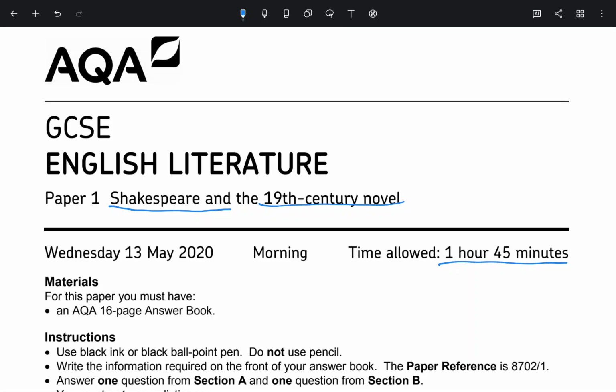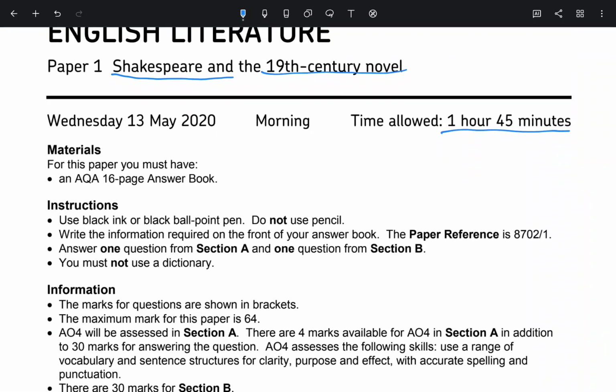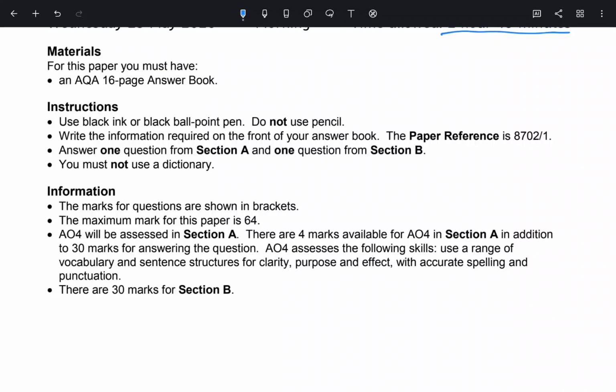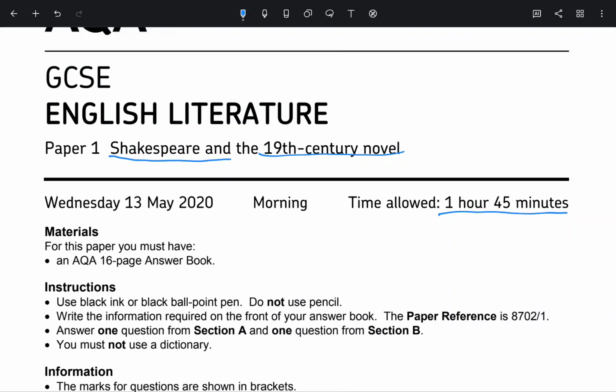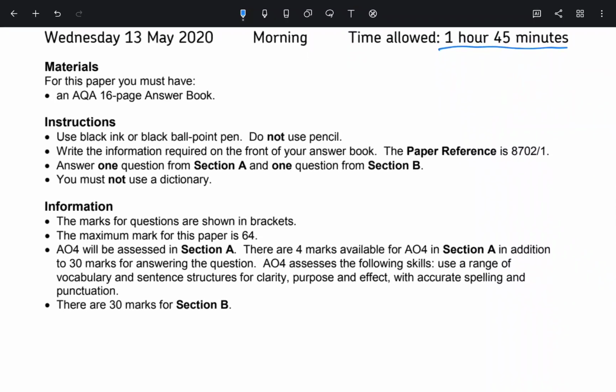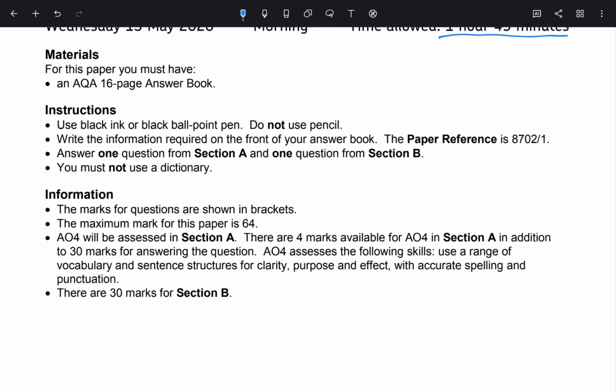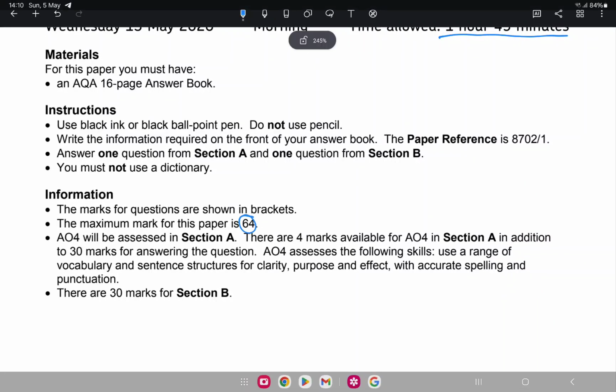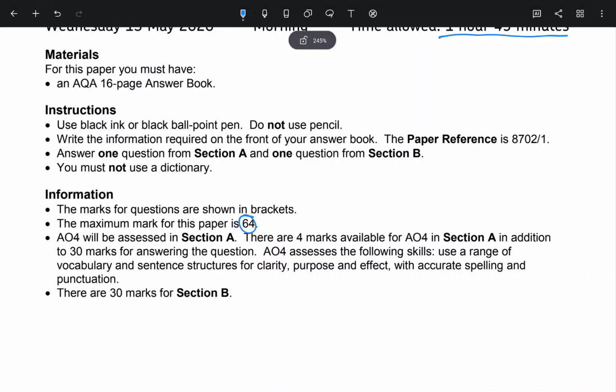If you're still unsure what this means, I will show you what question you'll be answering, as you'll be surprised. Some students make mistakes in the real exam and end up answering the wrong question. So it's important that you read the instructions carefully. Now, the maximum mark for this paper is 64. So that's something for you to remember.